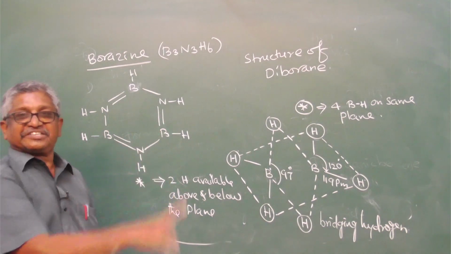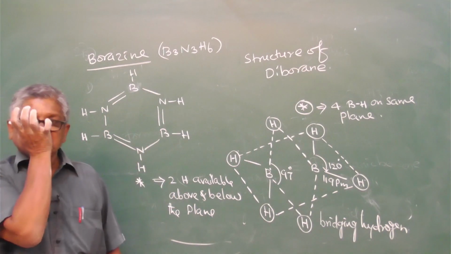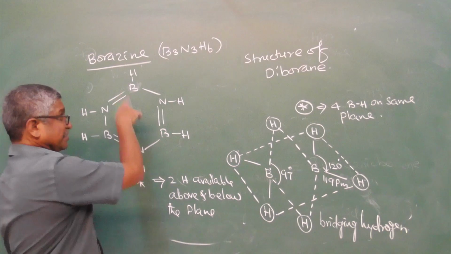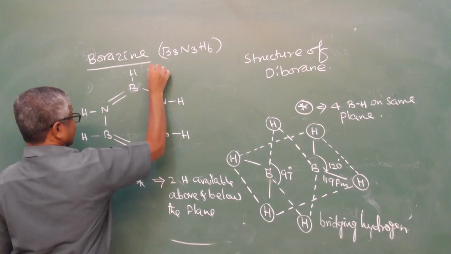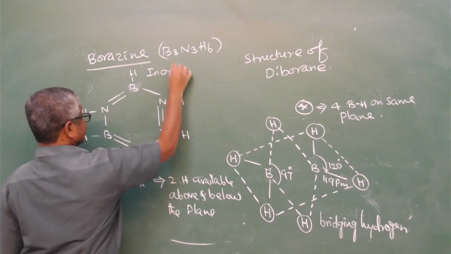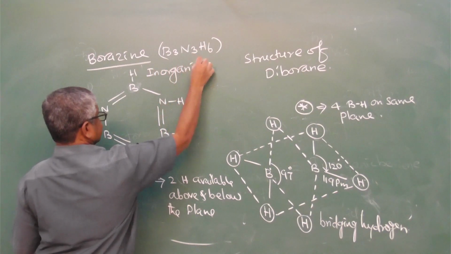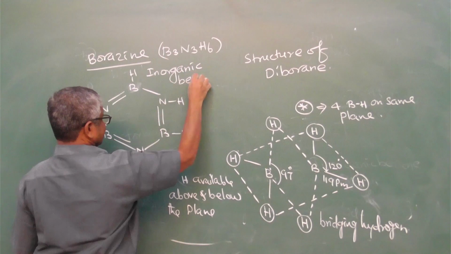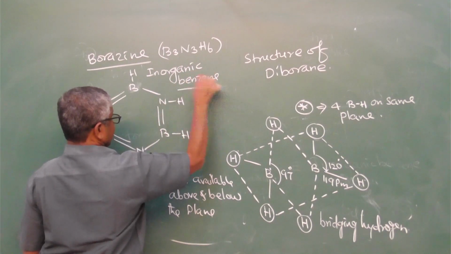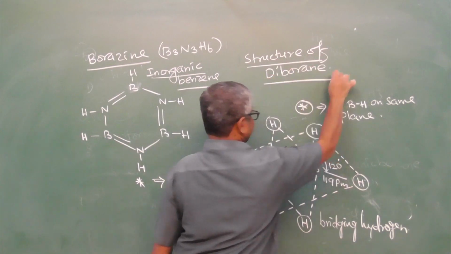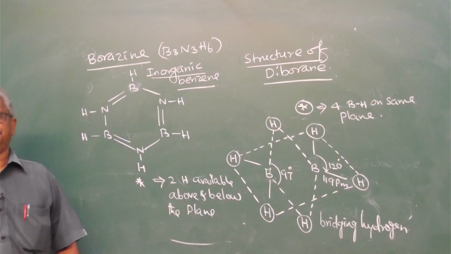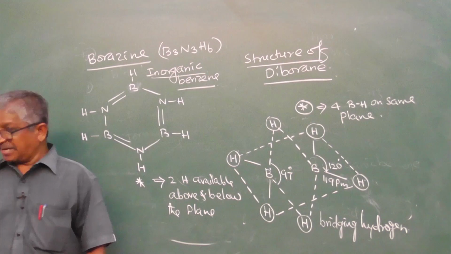Two structures we have seen. One is borazine, also called inorganic benzene. And the second is the structure of diborane compounds.